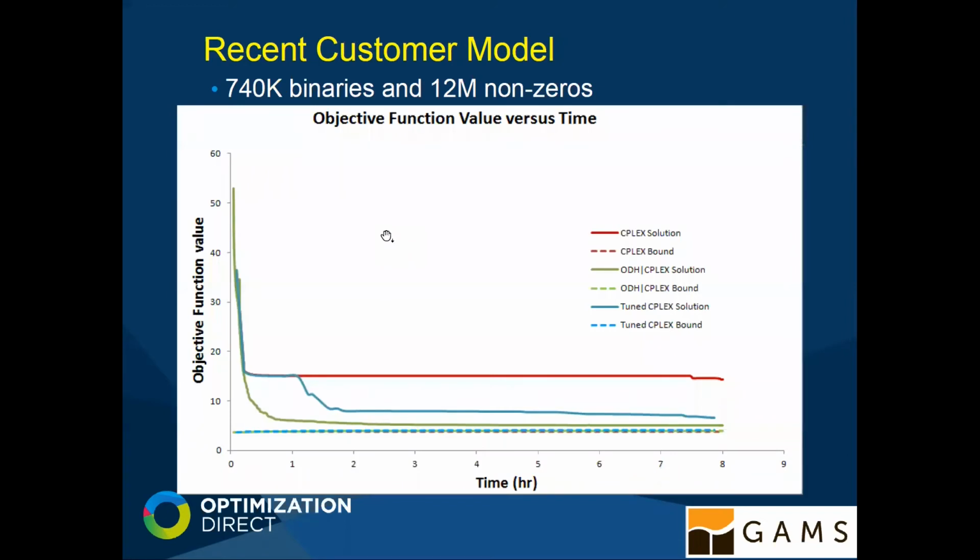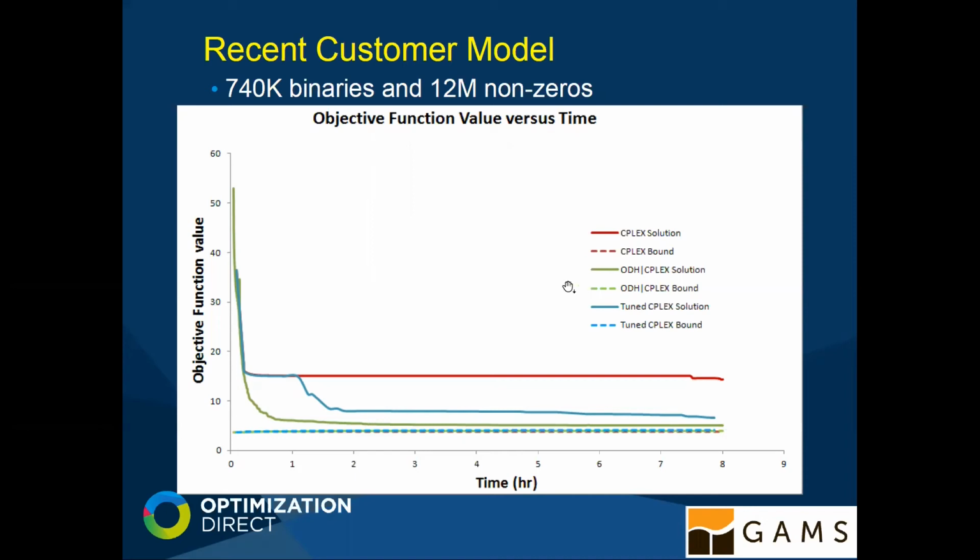Here you can see the results of using ODH CPLEX on a real model. This is a real custom model that arose this year, in fact only a couple of weeks ago, in which the customer wanted to solve an almost infeasibly large model, one with 750,000 binary variables in it and 12 million non-zeros.